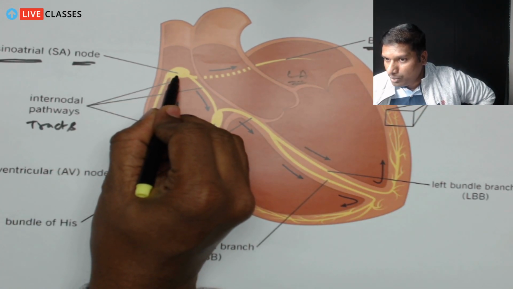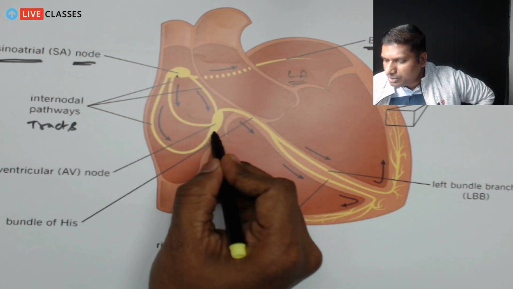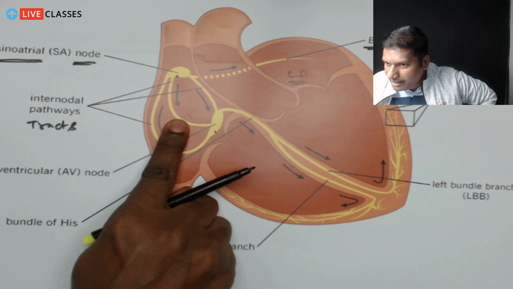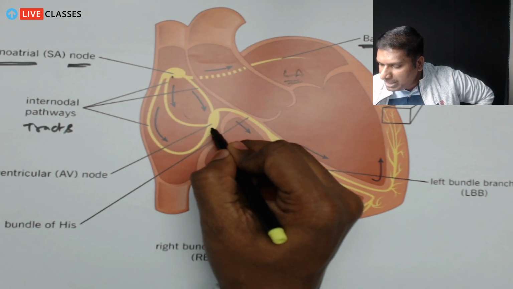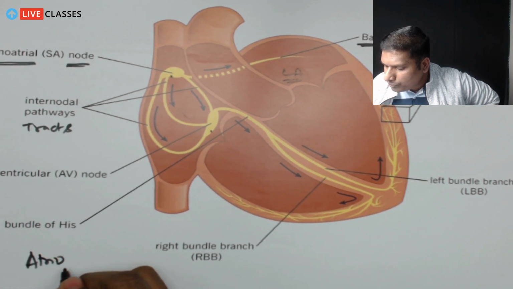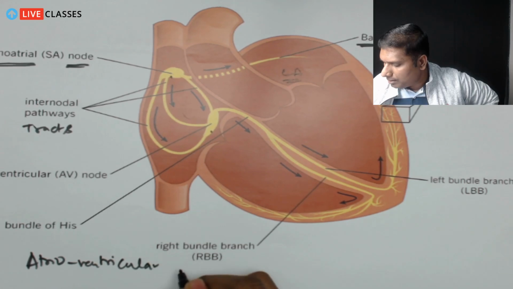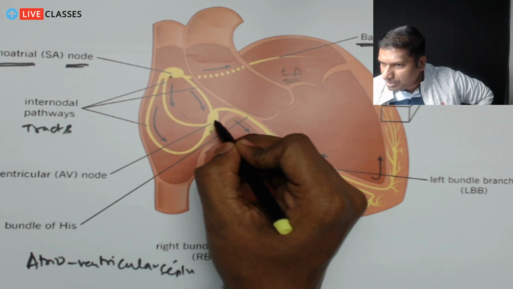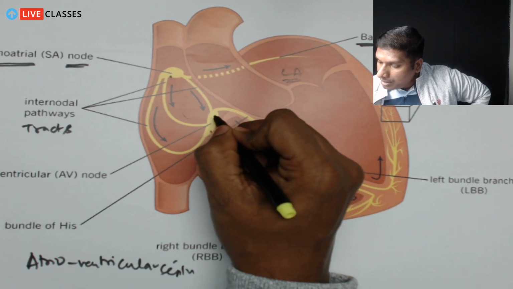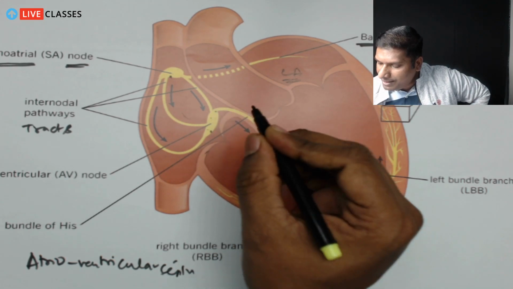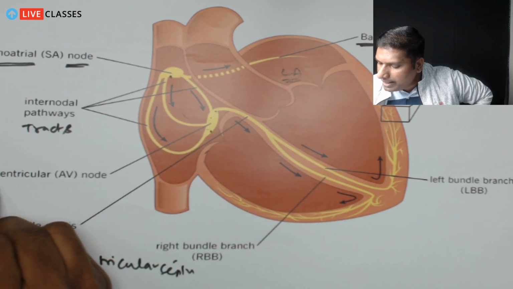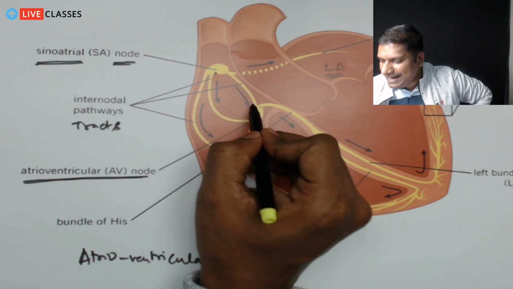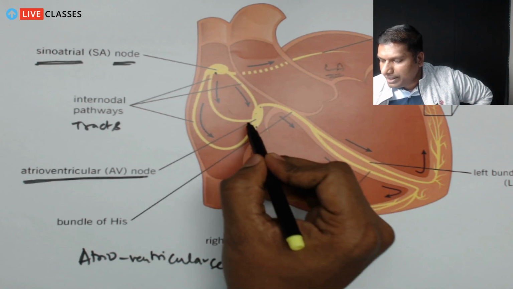So you have your SA node, the sinoatrial node, and this node is connected to another node. This is your septum between your right atrium and the right ventricle, the atrioventricular septum. Near that atrioventricular septum, in the right atrium itself, you have another node called the atrioventricular node. You can see the tracts actually connecting the SA node and the AV node.